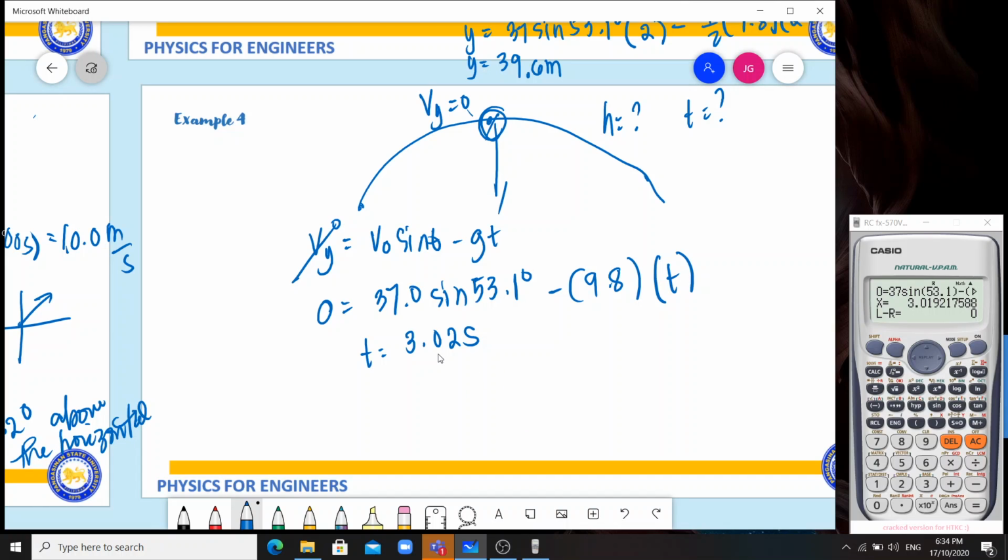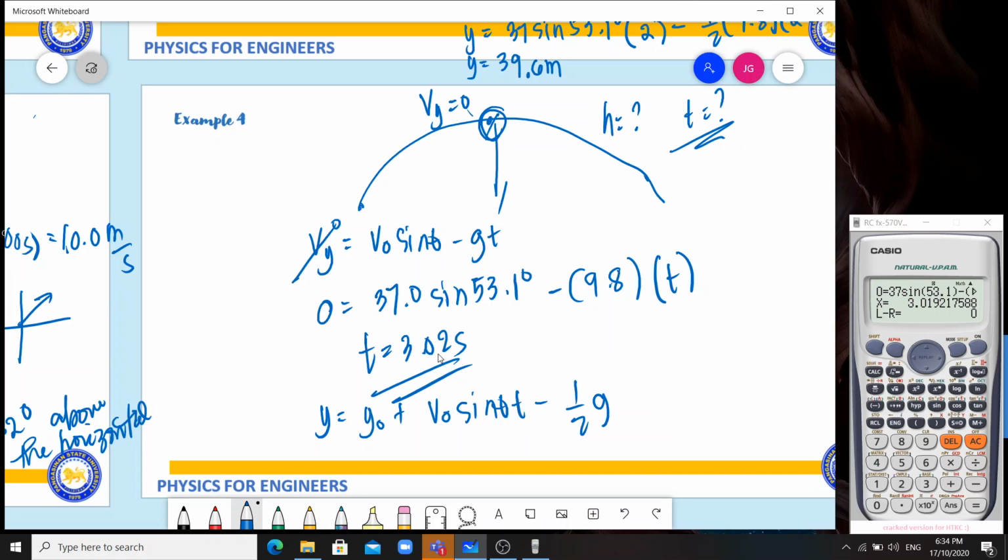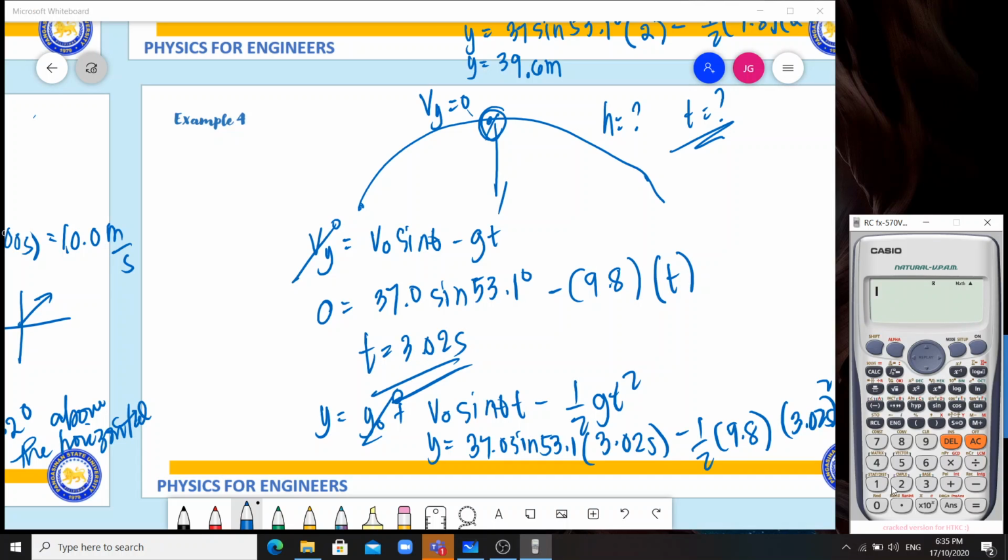3 significant figures. So, time, ayan na. 3.02 seconds. Ito na yung sagot dyan sa isa. So, yung height naman, we can solve it by y0 plus v0 sine theta t minus 1/2 gt squared given na 0 yung initial. So, y is equals to 37.0 sine 53.1 times 3.02 seconds minus 1/2 9.8 times 3.02 seconds squared. Okay? So, kunin natin yan.